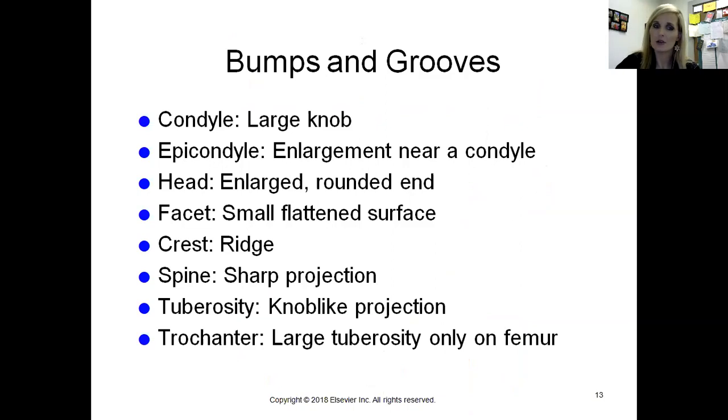The head of a bone is an enlarged rounded end. So just as we think of the head of our body, it's the enlarged rounded end of our body, very similar on a bone too, and I'll show you a picture of these. A facet is a small flattened surface. We'll see some pictures of that. And a crest is a ridge.